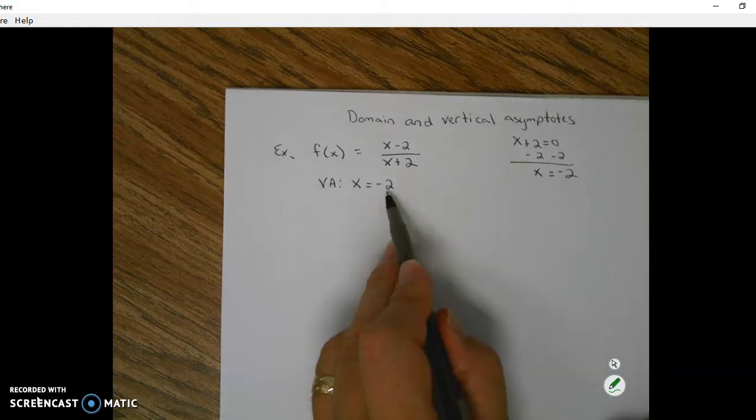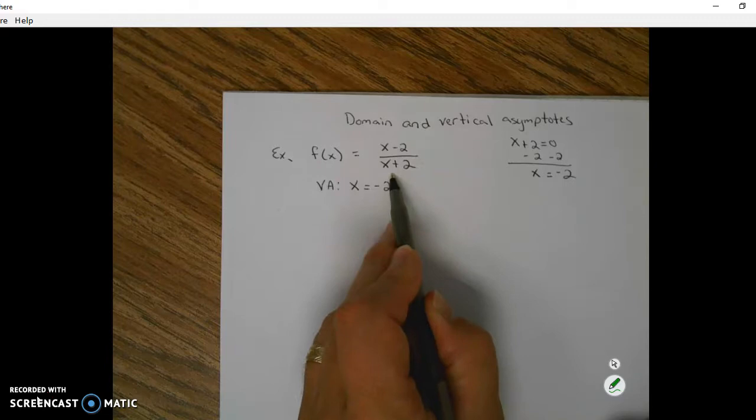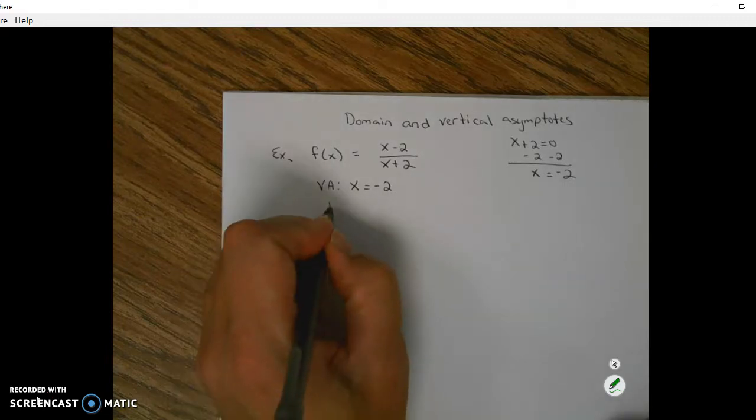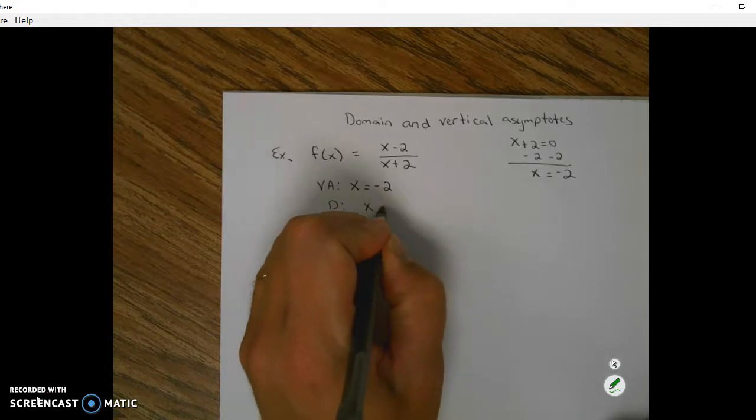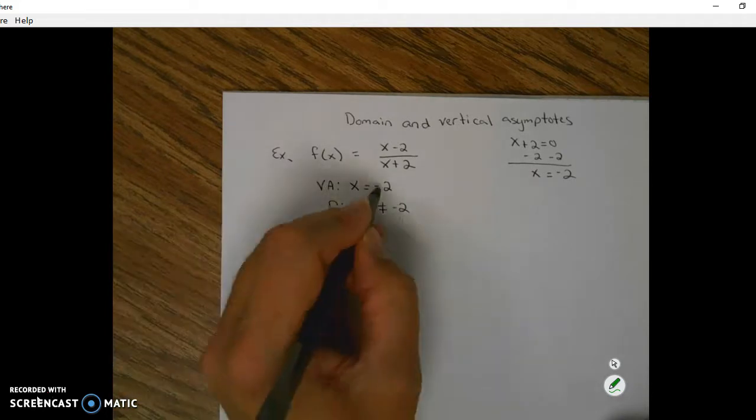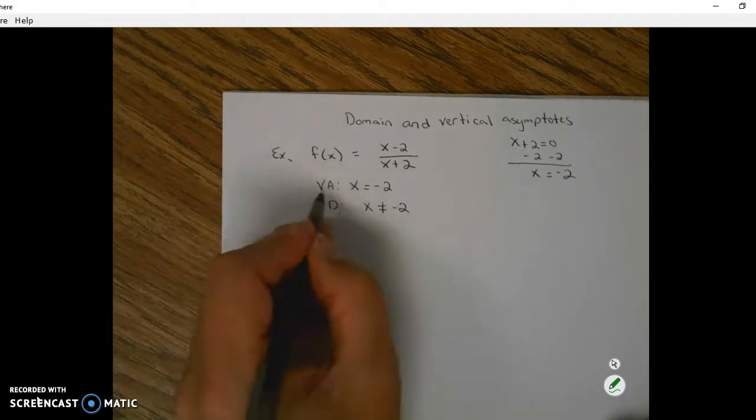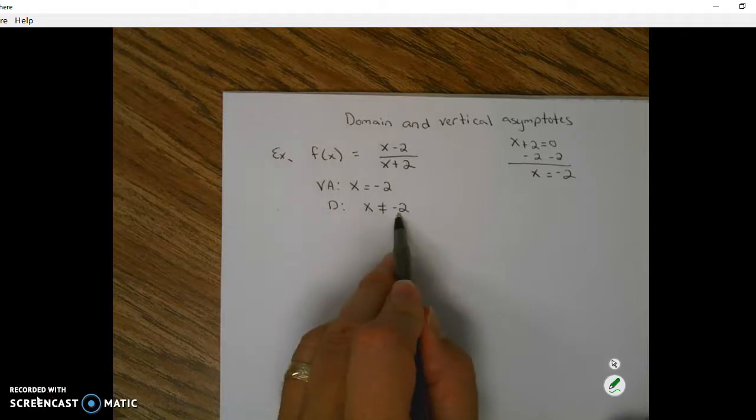That's also the number that gives us a 0 in the denominator. So for the domain, we would say that x cannot be -2. And there's a relationship there. Where the vertical asymptote is, that's where the domain does not exist.